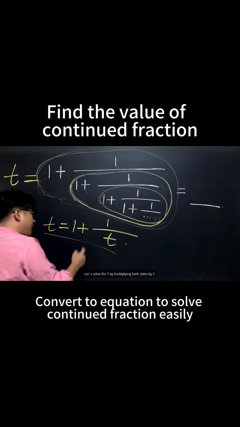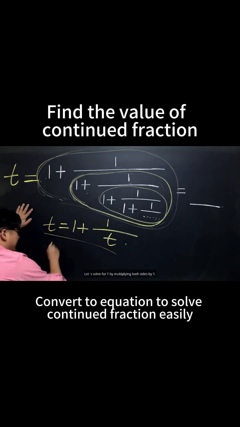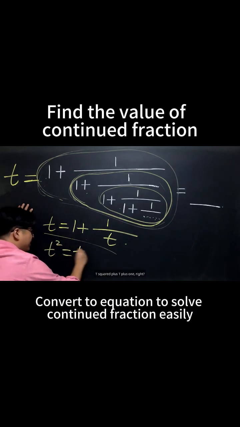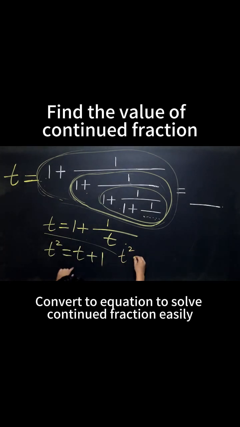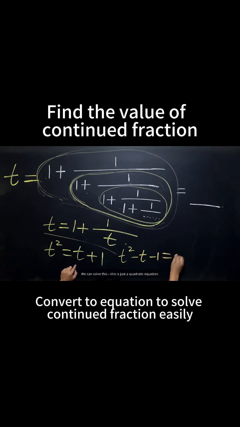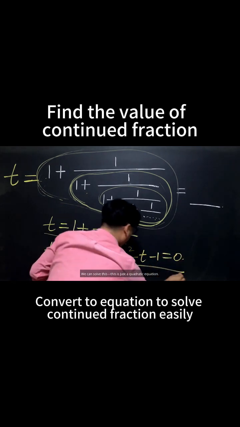Let's solve for t by multiplying both sides by t. What does it become? t squared equals t plus 1, right? And then move this over. t squared minus t minus 1 equals 0. We can solve this. This is just a quadratic equation.